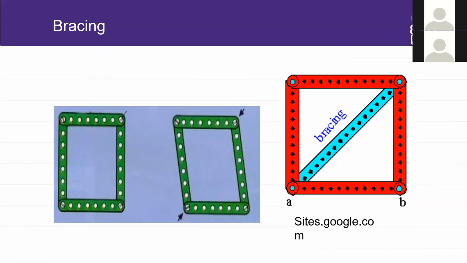And another way to strengthen structures is bracing. When you look at this structure here, this structure is not firm. If I apply force on this corner, it bends. And to prevent this bending, I must do cross bracing. Okay? So this is bracing. If I apply another member there, that will be cross bracing.